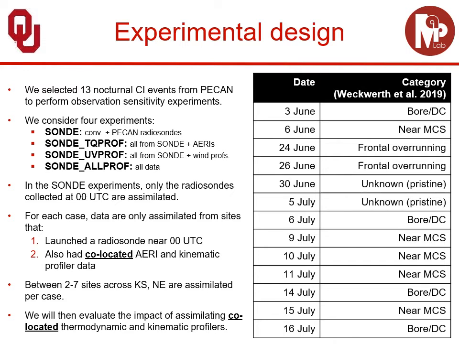That way we can take advantage of that existing infrastructure. Thus, we only assimilate PECAN sites if they feature a radiosonde within an hour of 0 UTC and both a co-located thermodynamic and kinematic profiler. And this ends up having between 2 to 7 sites assimilated per case.